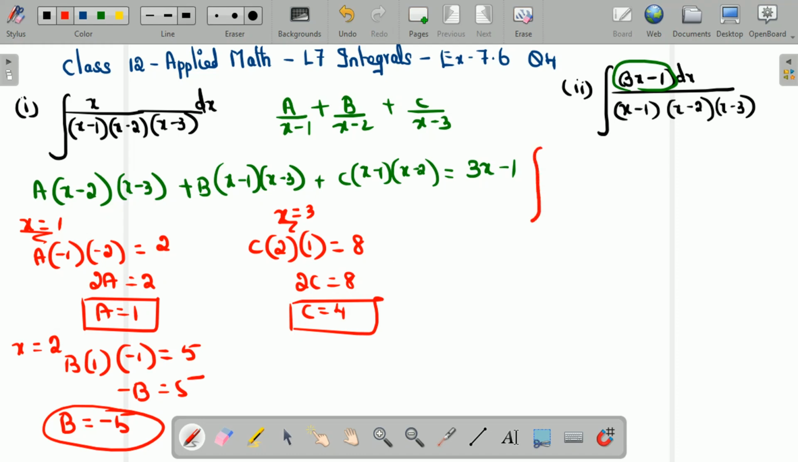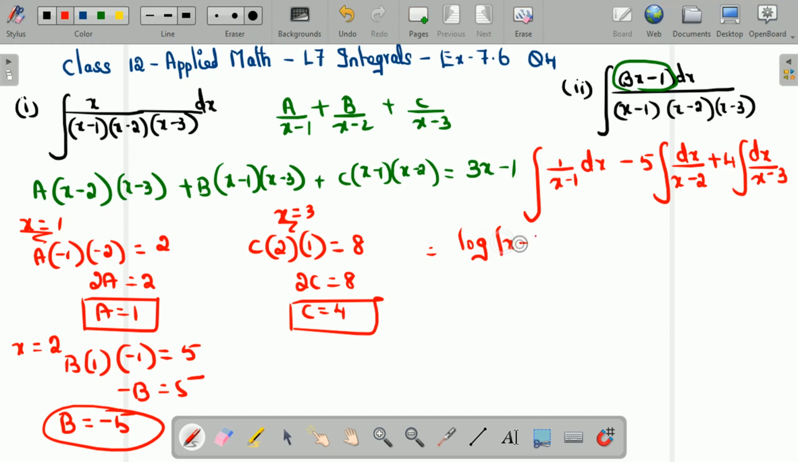So this becomes integral of A is 1, so 1 divided by x minus 1 dx. B is minus 5, so minus 5 I'm taking directly outside, so this is the integral of dx divided by x minus 2. C is plus 4, so plus 4 into integral dx divided by x minus 3. Now if you integrate, values will be direct, so this is going to be log of x minus 1, minus 5 into log of x minus 2, plus 4 into log of x minus 3, plus C.